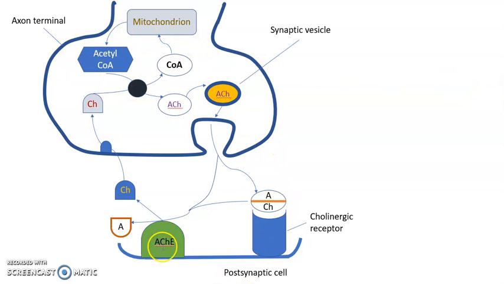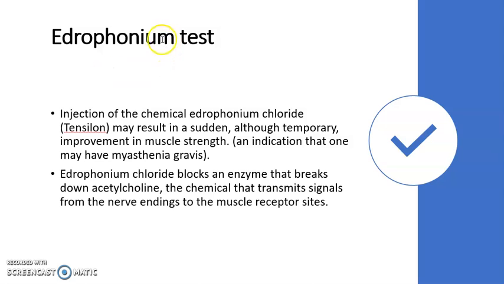So this is the acetylcholinesterase, and this is a postsynaptic cell. Okay, so let's go back to edrophonium. Edrophonium is an acetylcholinesterase inhibitor which is reversible, and injecting edrophonium chloride may result in a sudden improvement in muscle strength, which is temporary.